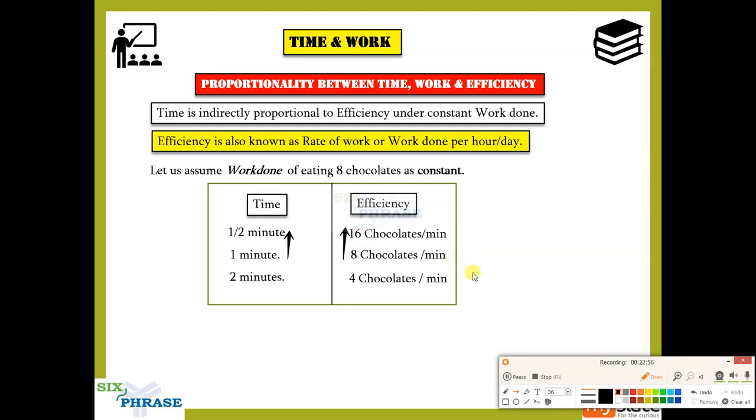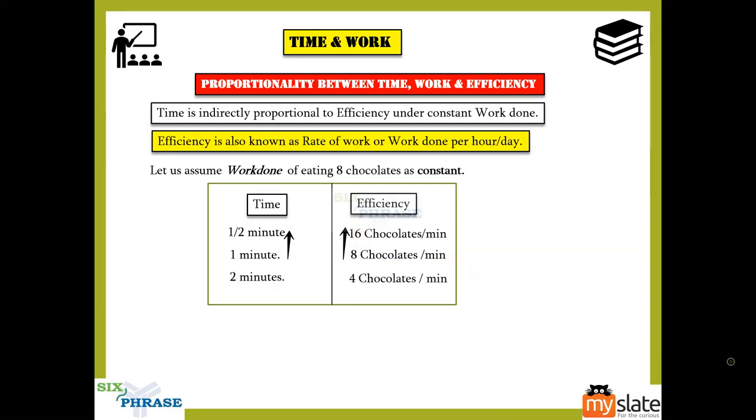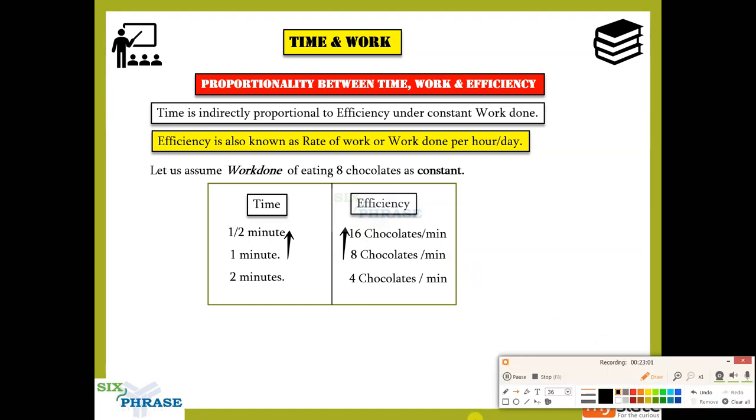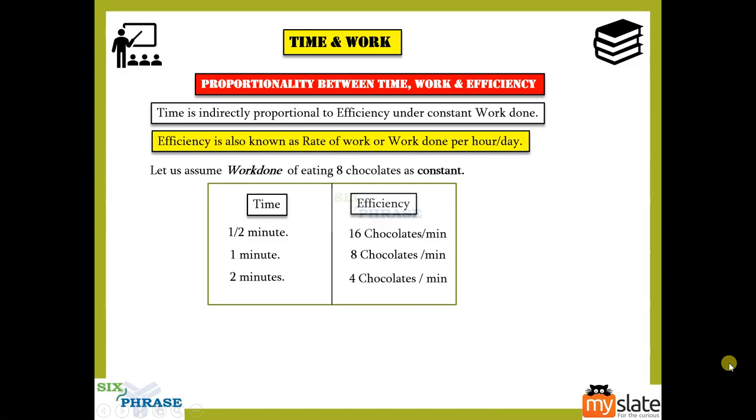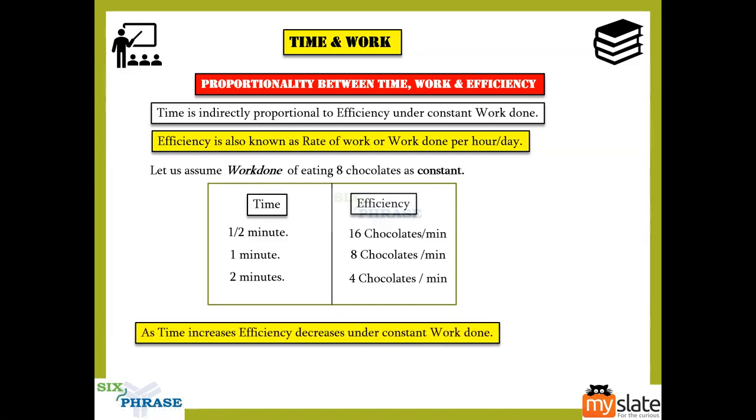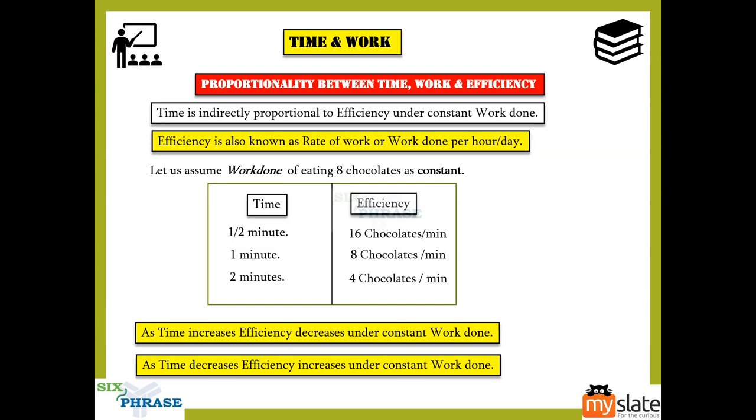Okay, so now this is what we call indirectly proportionate. This is an exact case of indirectly proportionate, guys. Yes, as time increases, efficiency decreases, and as time decreases, efficiency increases. Both of this happens under constant work done. So this tells us time is indirectly proportionate to efficiency, or work done per hour. Or it could be work done per minute or work done per day. It is just a unit of time. So you guys know efficiency is also work done per hour.